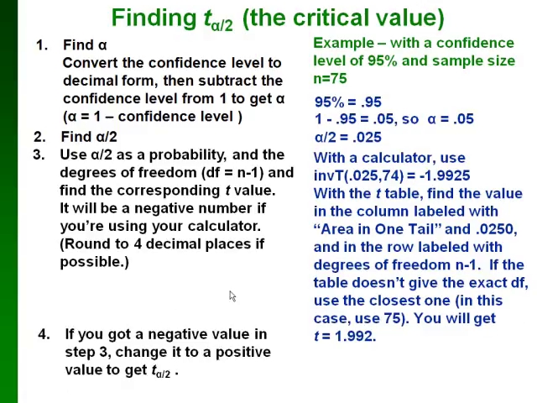For the last step, in step 3, if you used your calculator and got a negative value, just change it to a positive value, and that's your t of alpha over 2. So in the end, we get our critical value is 1.9925. Or if we use the table, we get 1.992.